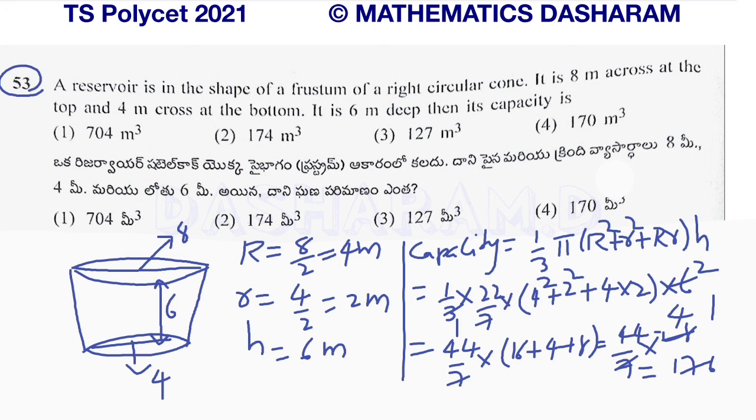But in the options, 176 meter cube is not available. Here it is meter cube, because it is a capacity, units are meter cube. So 176 is not available in the options. But the answer is 176 meters cube.